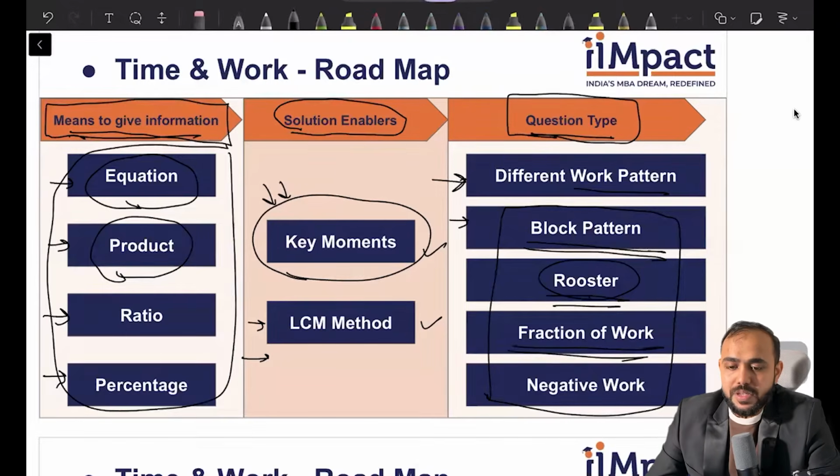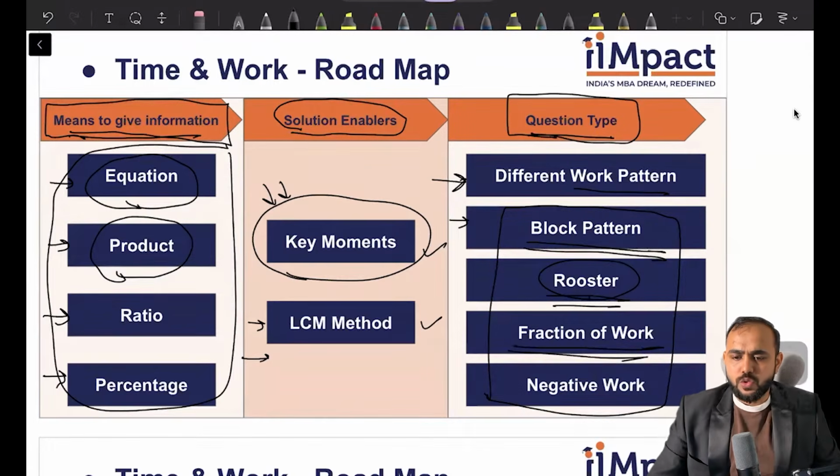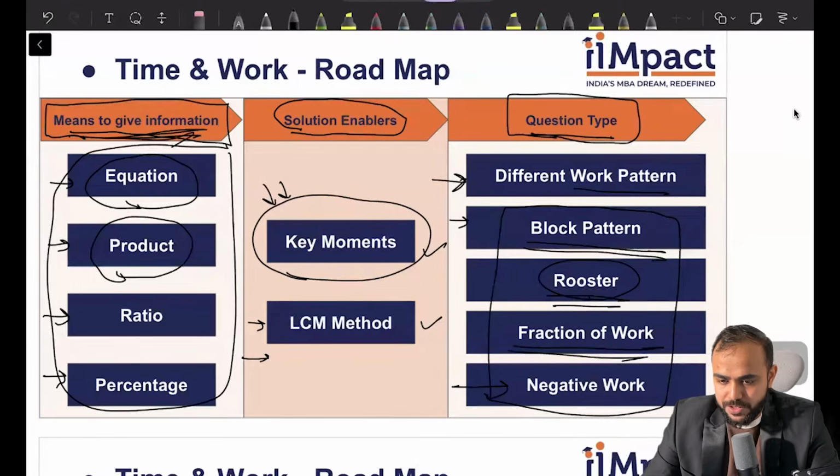Fraction of work is something which is a very particular way of asking a certain information. This usually ties back to your wages question, as we know that the amount of money you are going to earn by doing any work is going to be proportional to the work that you have done out of the total. And finally, there is something called negative work, where there are some elements who are destroying the work done. So let's first look at the means to give information.